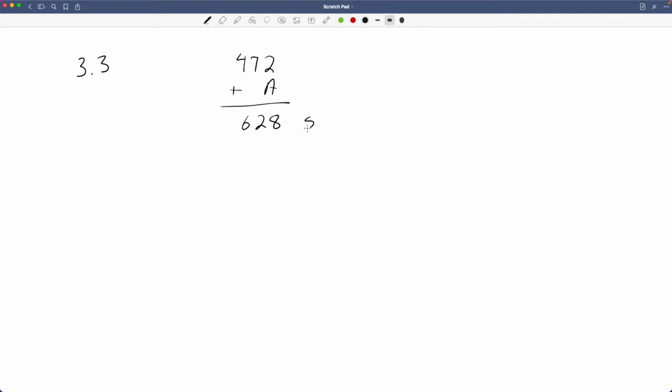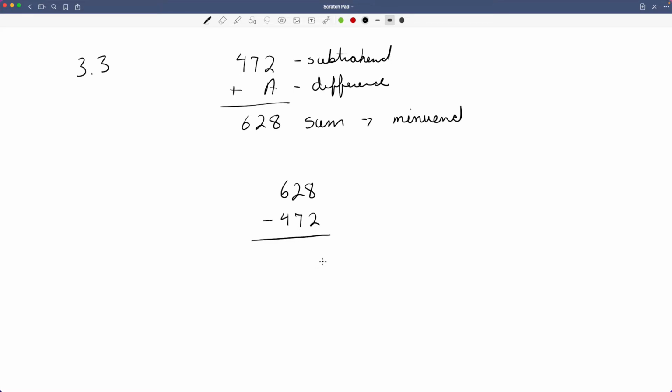So we take the sum here, and that's going to become the minuend. And then the addend that we know is going to become the subtrahend. All right, and then this will become our difference. So let's write it like that. So the minuend is the sum, 628, minus the subtrahend, which is the other number we know, in order to get the difference, which is the number we don't know.